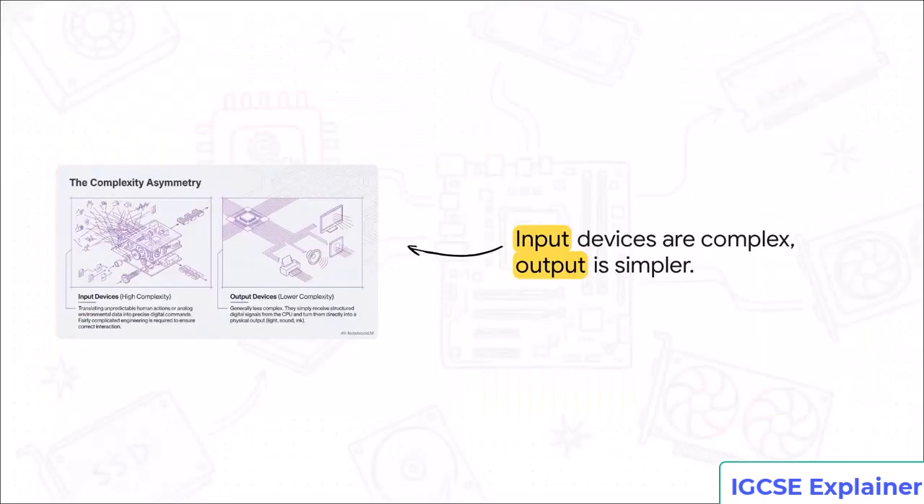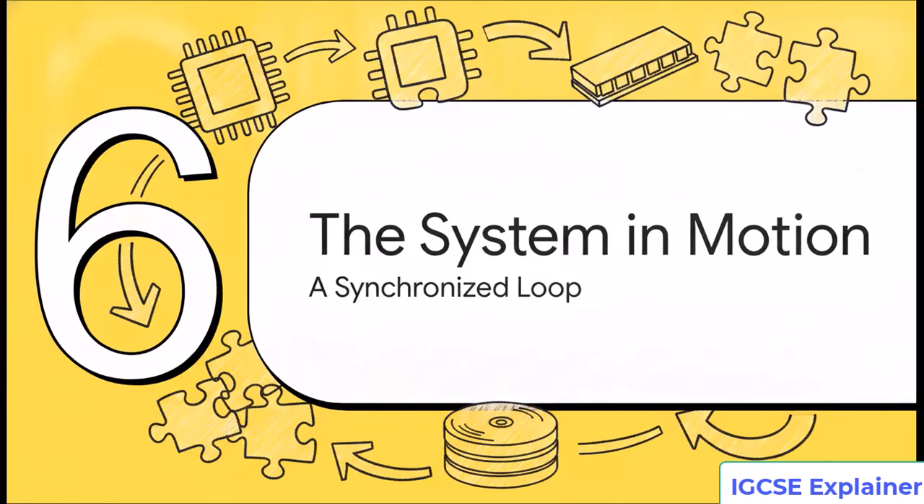And this brilliantly illustrates a fascinating engineering reality known as complexity asymmetry. You see, translating our messy, unpredictable human actions, like typing, clicking, or speaking, into precise digital commands requires incredibly complicated engineering. Input devices are highly complex. Output devices, on the other hand, are generally much simpler. They basically just receive perfectly structured digital signals from the CPU and turn them directly into physical outputs like light, sound, or printer ink.